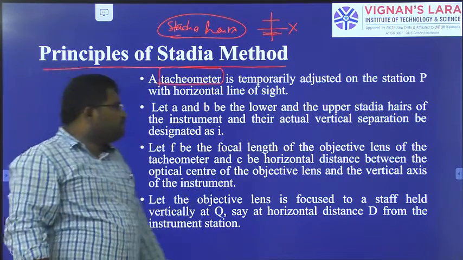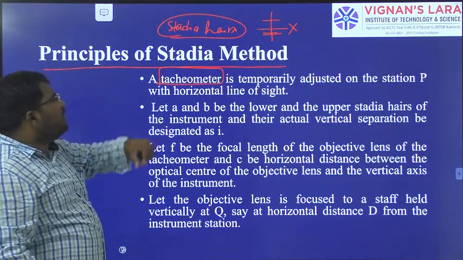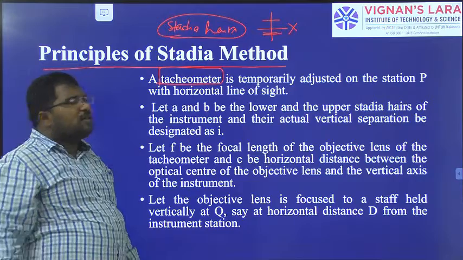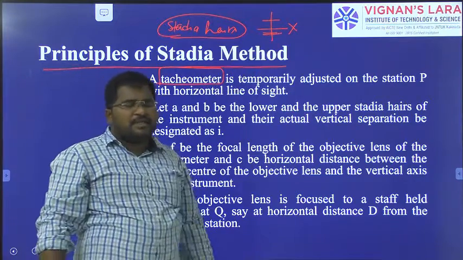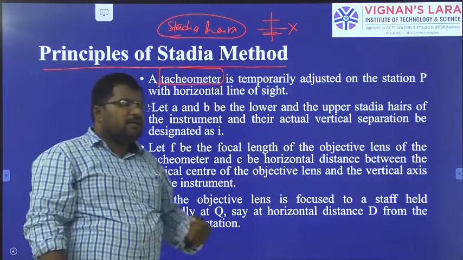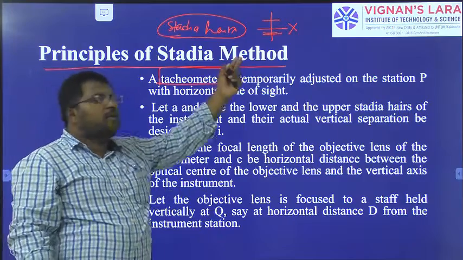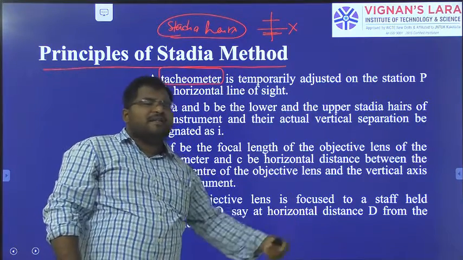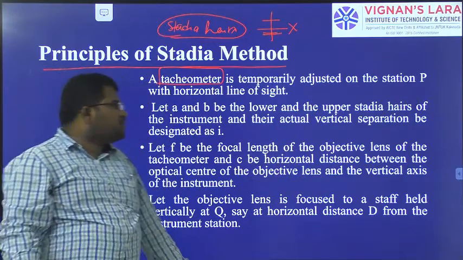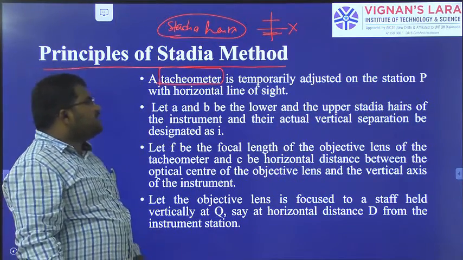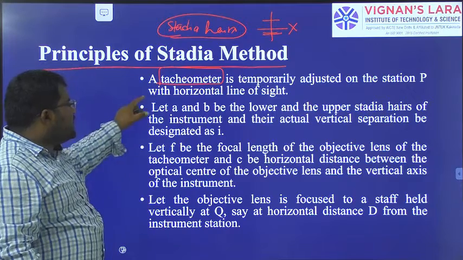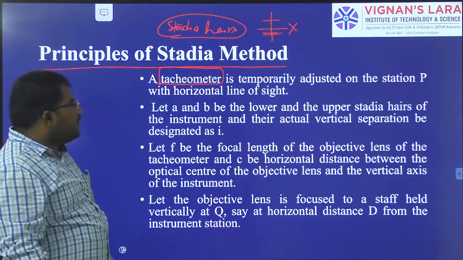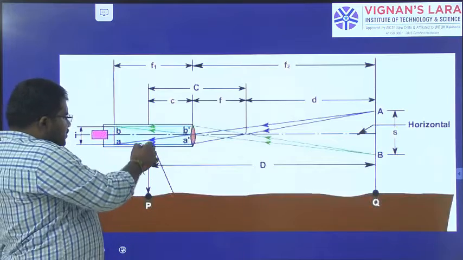Now we are going to see the principle of the fixed stadia method. What is the principle behind that method, how it works, and how we find out both the horizontal length as well as the vertical length. A tacheometer is temporarily adjusted on the station P with a horizontal line of sight.